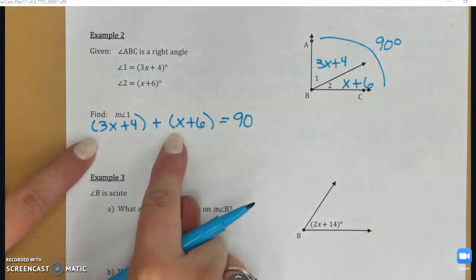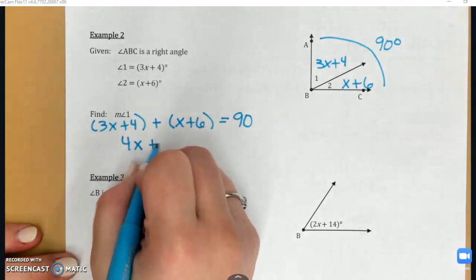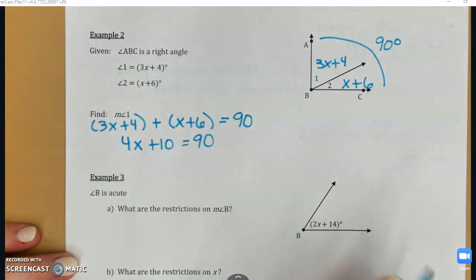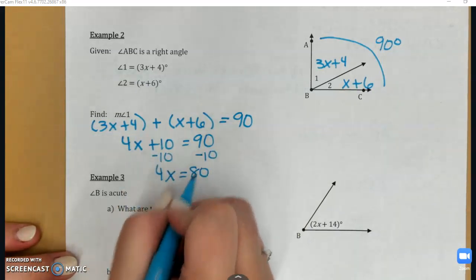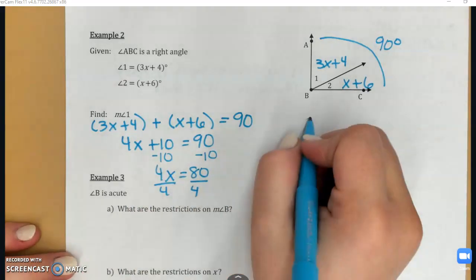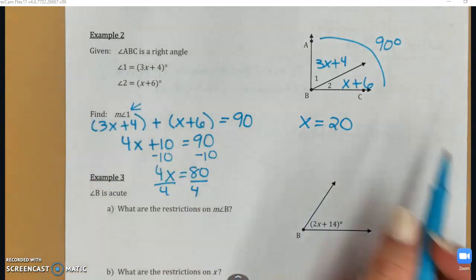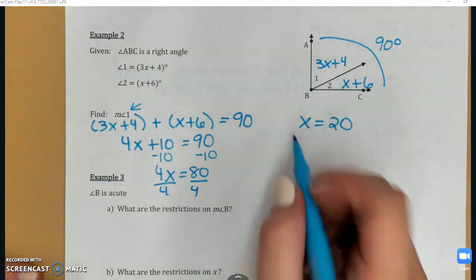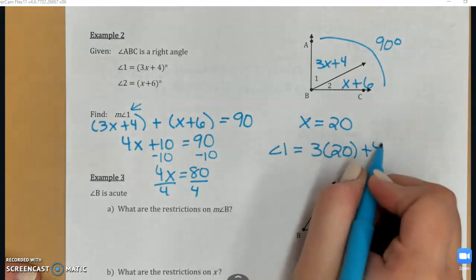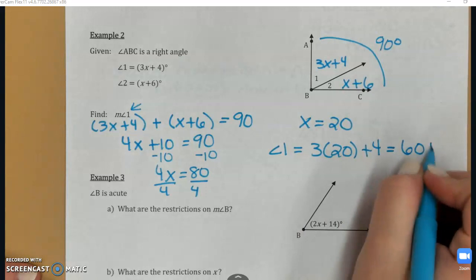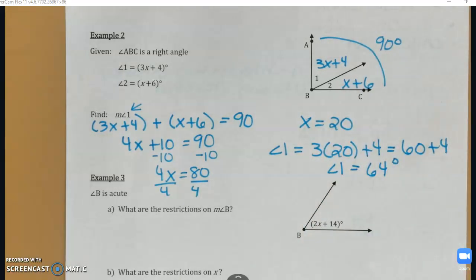Now this is just algebra. I'm going to combine like terms. 3x and x is 4x. 4 and 6 is 10. And now I'm just left with a two-step equation. I'm going to subtract 10, 4x equals 80, divide, and I get that x is 20. Now the problem is asking me for angle 1, so I'm just going to plug that 20 in for x. So 3 times 20 plus 4, that's going to be 60 plus 4, so angle 1 is equal to 64 degrees.